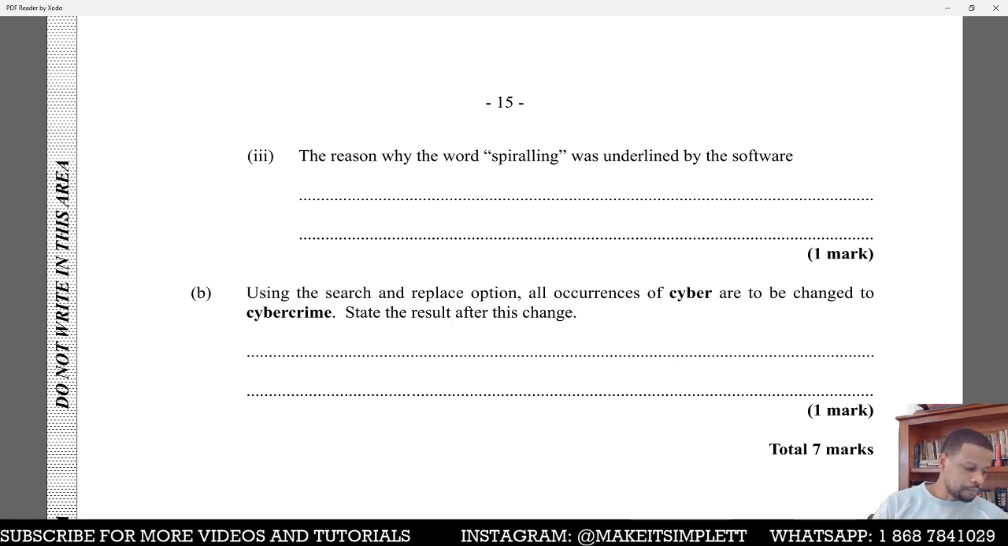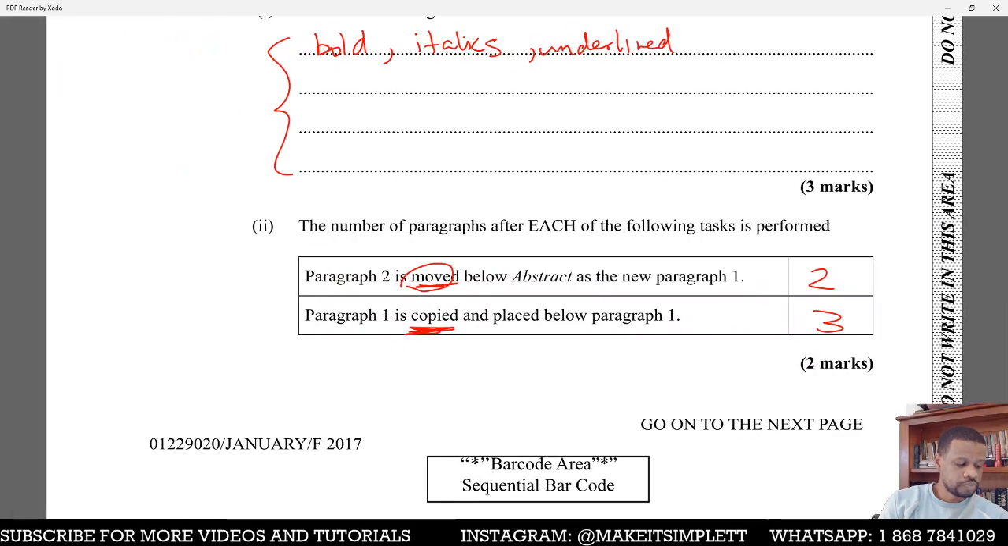All right, the reason the word was underlined for emphasis. What other reason do we underline a word for? Using the search and replace option, all occurrences of cyber to be changed to cybercrime. What are the results after this change?